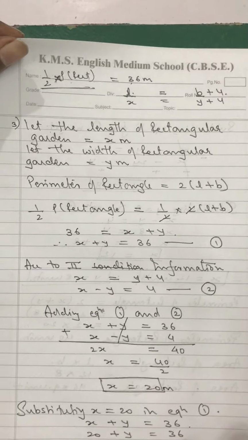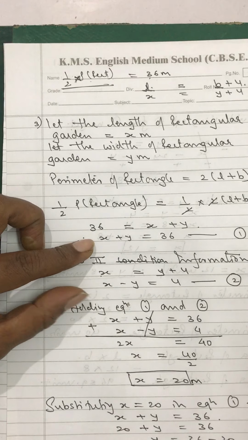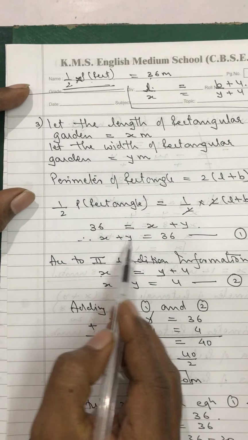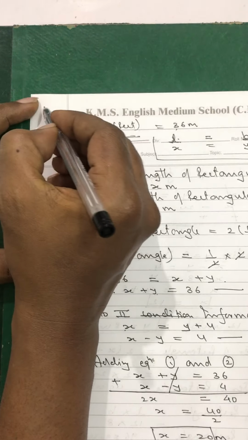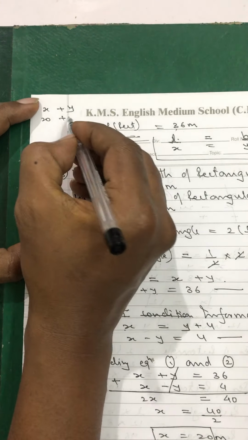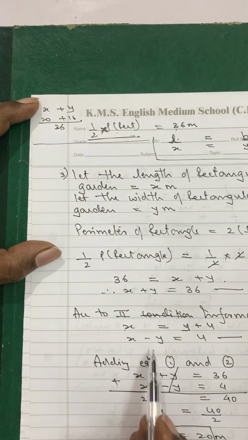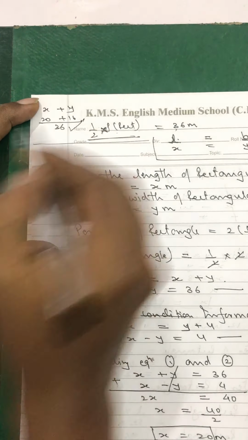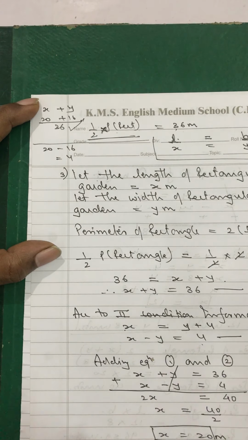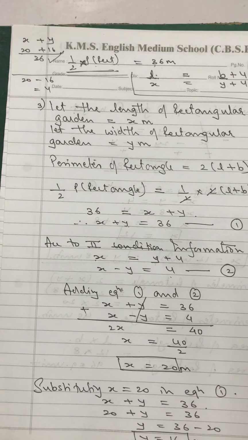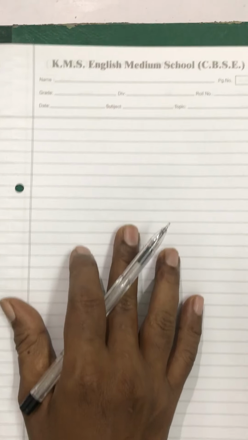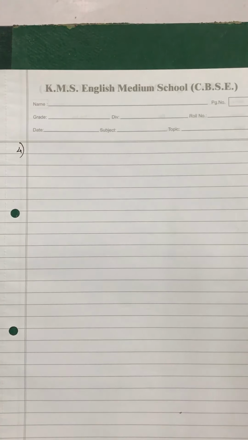You should definitely substitute and see whether these equations are satisfied or not. See here, x is equal to 20. First of all, x plus y: x is 20 plus y is 16. What is this? 36. x plus y is 36, so this is verified. x minus y is 20 minus 16 is 4. It is verified. Always verify. It will help you. If any miscalculation is there, you should not lose your marks because of it.